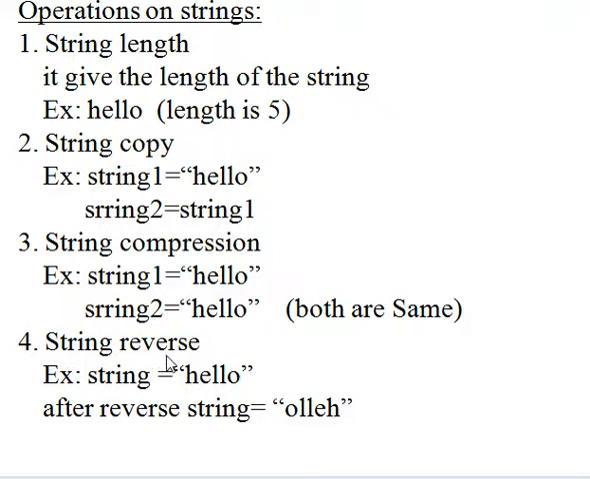If both are the same, we have to give the message "both are same". Next, string reverse. In one array we are taking one string, hello. Next, in string reverse we have to reverse the content of the string. So after reversing the string we get the message in reverse, that is OLLEH. Thank you.